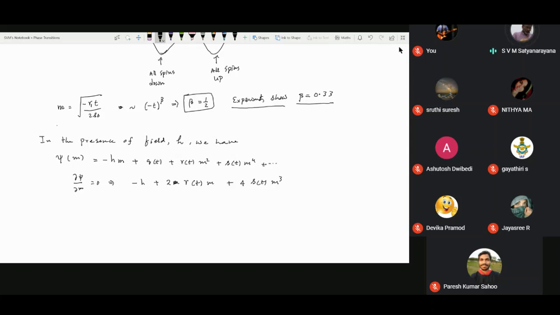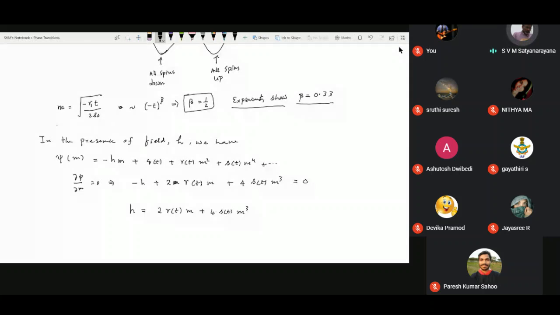Okay, so now this should be equal to 0, correct? So that means I will have h equal to, taking h to the other side, 2 r of t into m plus 4 s of t into m cube.